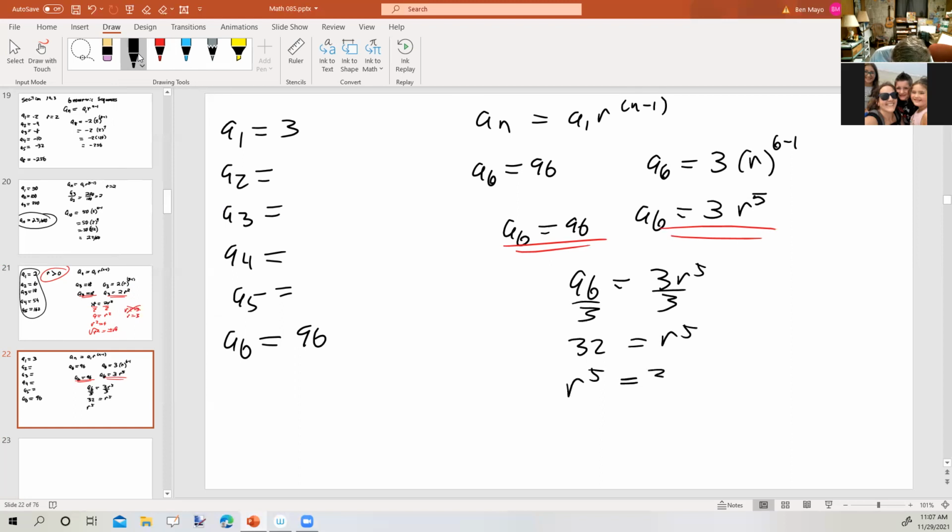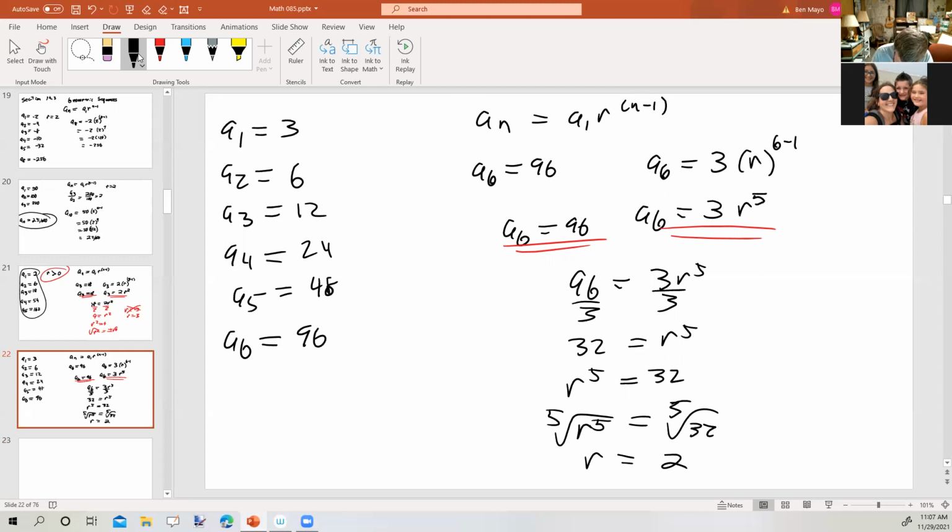I'm going to rewrite it like this. I'm going to take the 5th root. Now, back when we first looked at this, we hadn't explored radicals much, but now that we have, taking the 5th root of 32, we get 2. So 3 times 2 is 6, times 2 is 12, times 2 is 24, times 2 is 48, times 2 is 96.